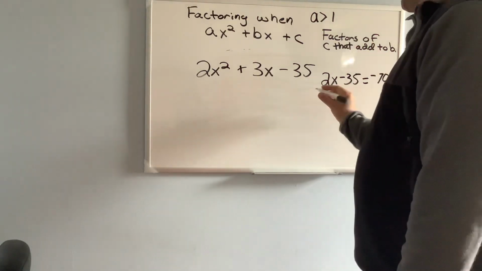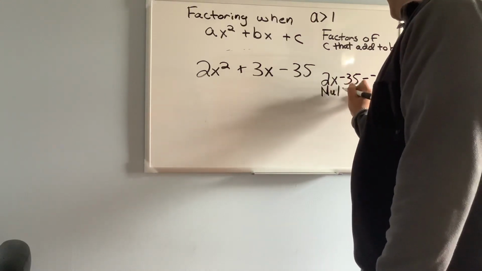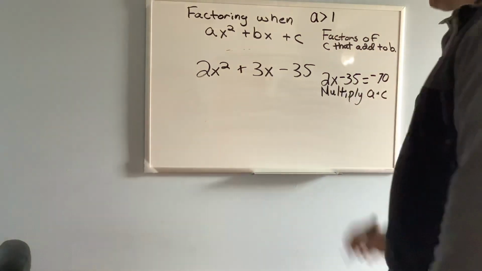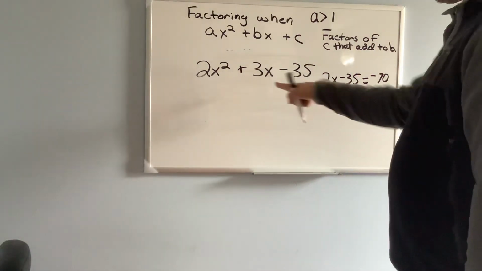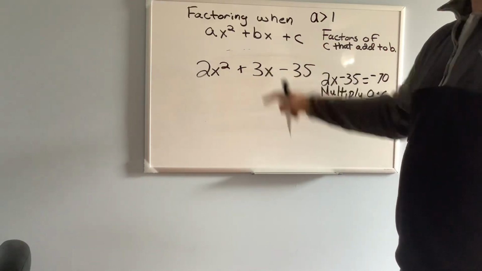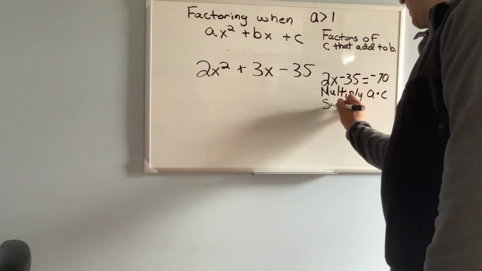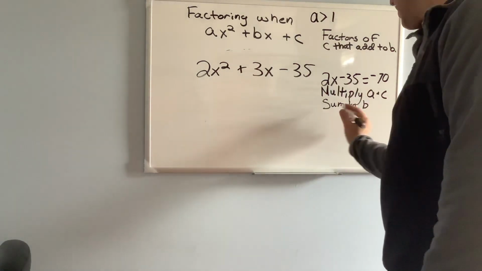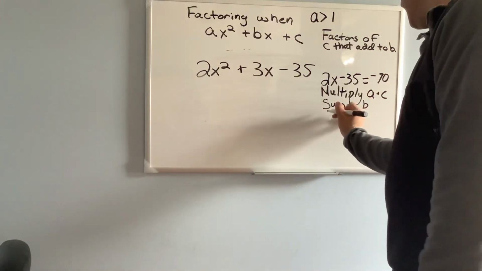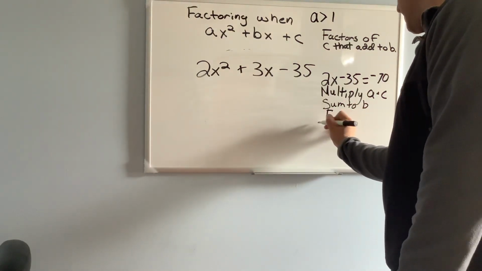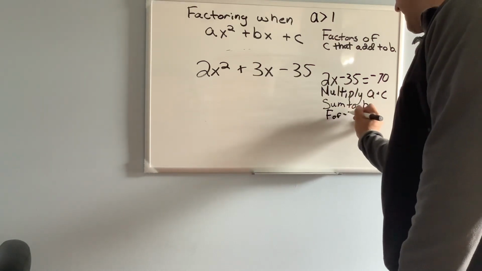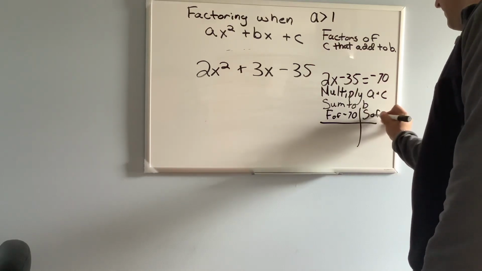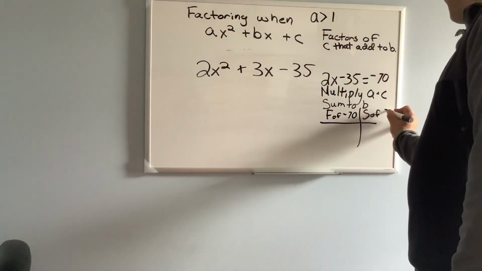So the step that I'm doing there is you multiply A times C. And then what I'm looking for when I write out my factors is a sum of 3. So it has to sum to B. So as I look at factors of negative 70, I'm just going to put F for factors of negative 70. And then I'm putting S for my sum. I want it to be 3.